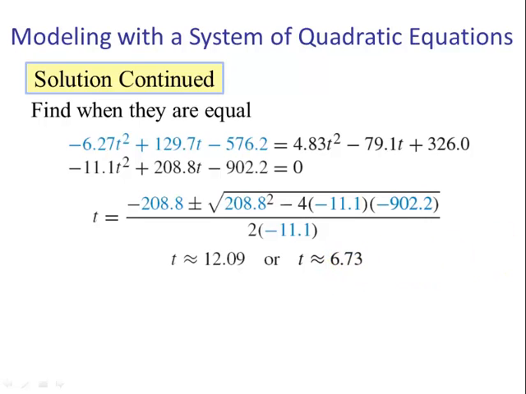Now, since we are interested in finding the value where the DVDs overtook, we don't need this solution. We only need this one. So we would say, according to the model, in a little more than 12 years after 1990, in 2002, the DVDs outsold the video cassettes.